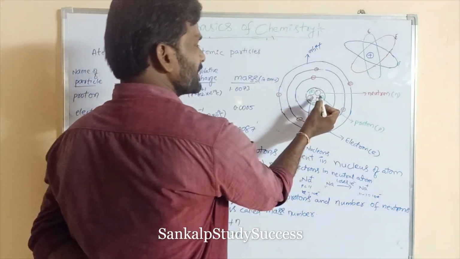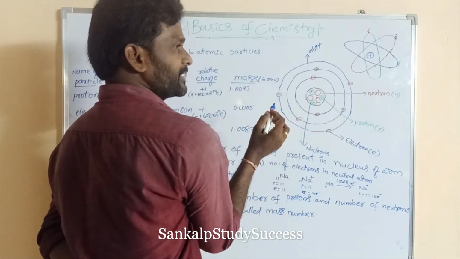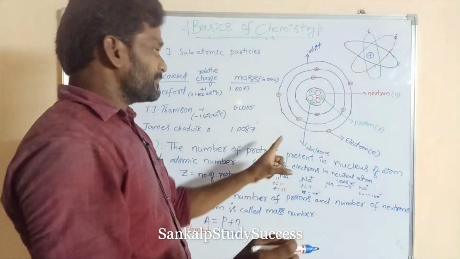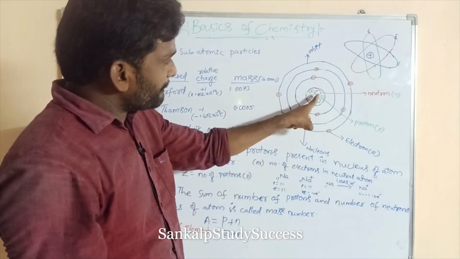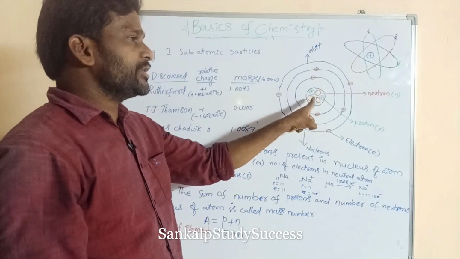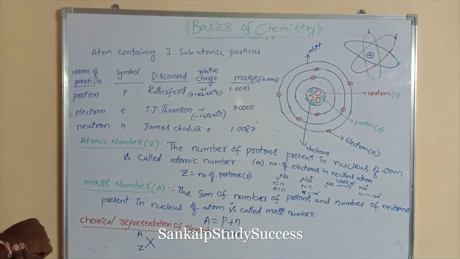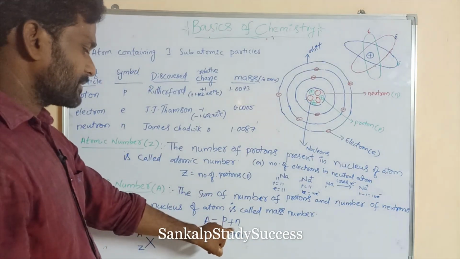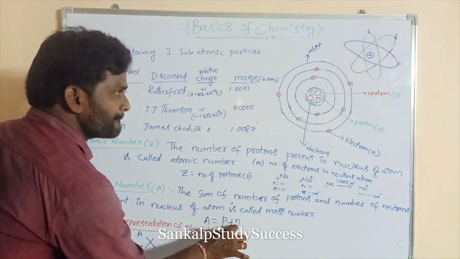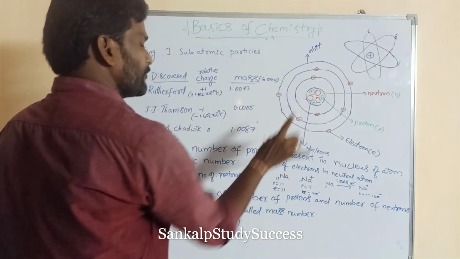How many protons are present? 3 protons are present. How many neutrons are present? 3 neutrons are present. So 3 plus 3 is 6. That is the mass number. That means the sum of the number of protons and the number of neutrons present in the nucleus of an atom is called the mass number. Sum means plus.